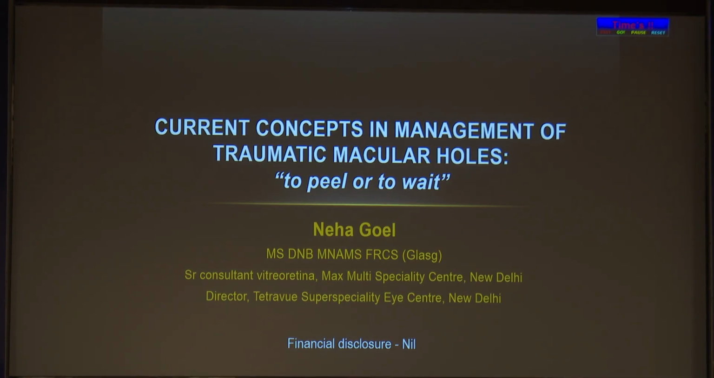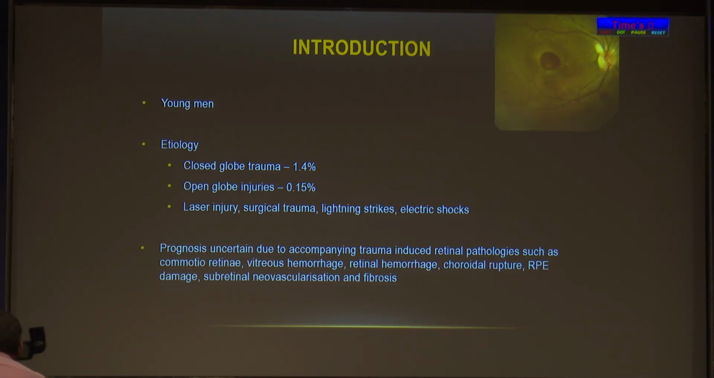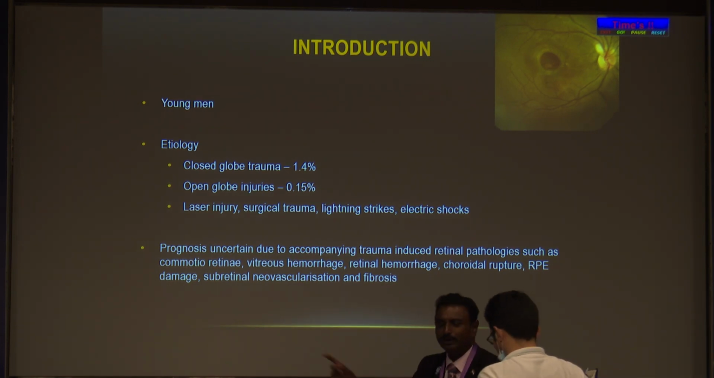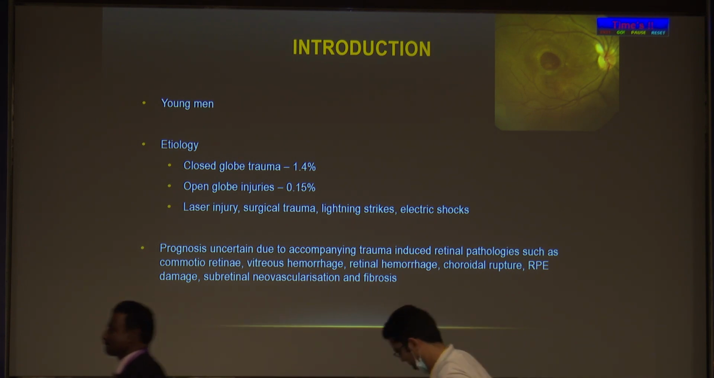So the topic is current concepts in management of traumatic macular holes, to peel or to wait. So just a small introduction about traumatic macular hole. It's commonly seen in young males. The etiology is a closed globe trauma, 1.4%, or open globe injuries, 0.15%. Then laser injury, surgical trauma, lightning strikes, electric shocks are some of the common causes. The prognosis is rather uncertain due to accompanying trauma-induced retinal pathology such as commotio retinae, vitreous hemorrhage, retinal hemorrhage, choroidal rupture, RPE damage, subretinal neovascularization, and fibrosis.